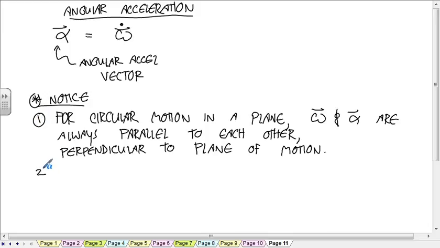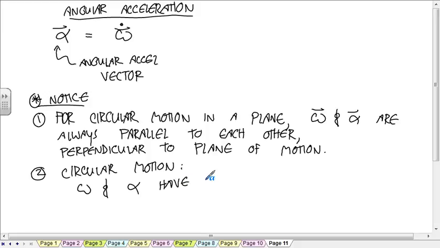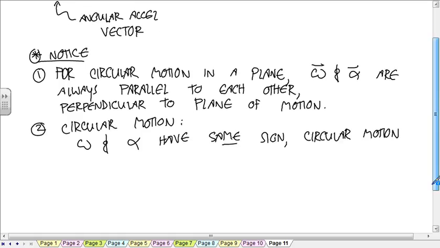Also, if you're talking about circular motion instead of spherical motion, if the angular velocity and the angular acceleration have the same sign, then the circular motion is speeding up. If they have opposite signs, then it's slowing down.